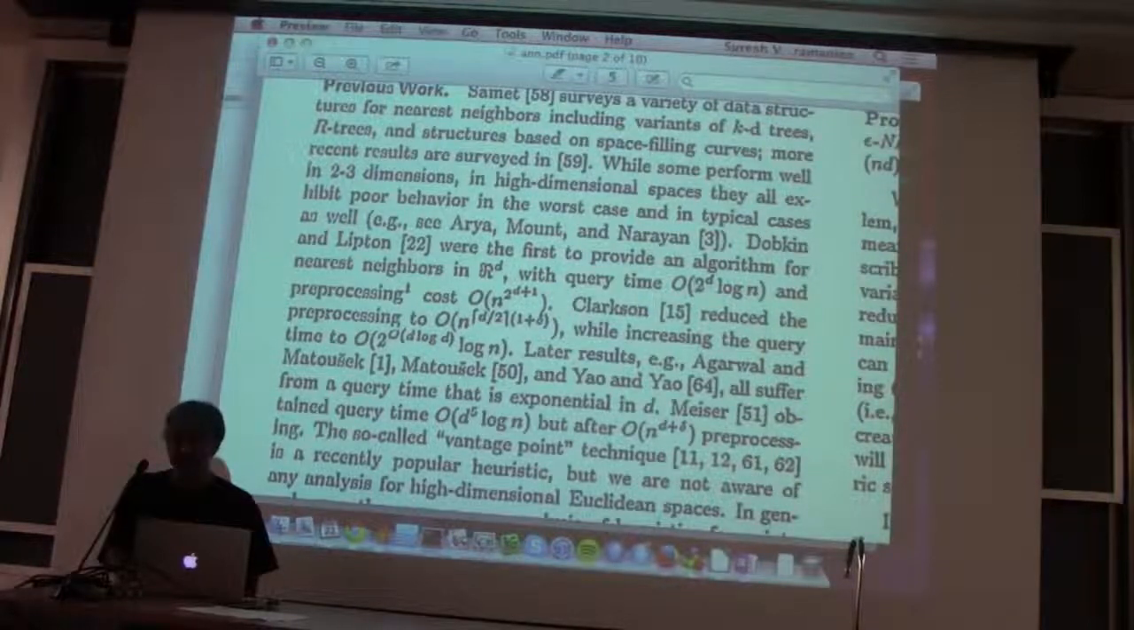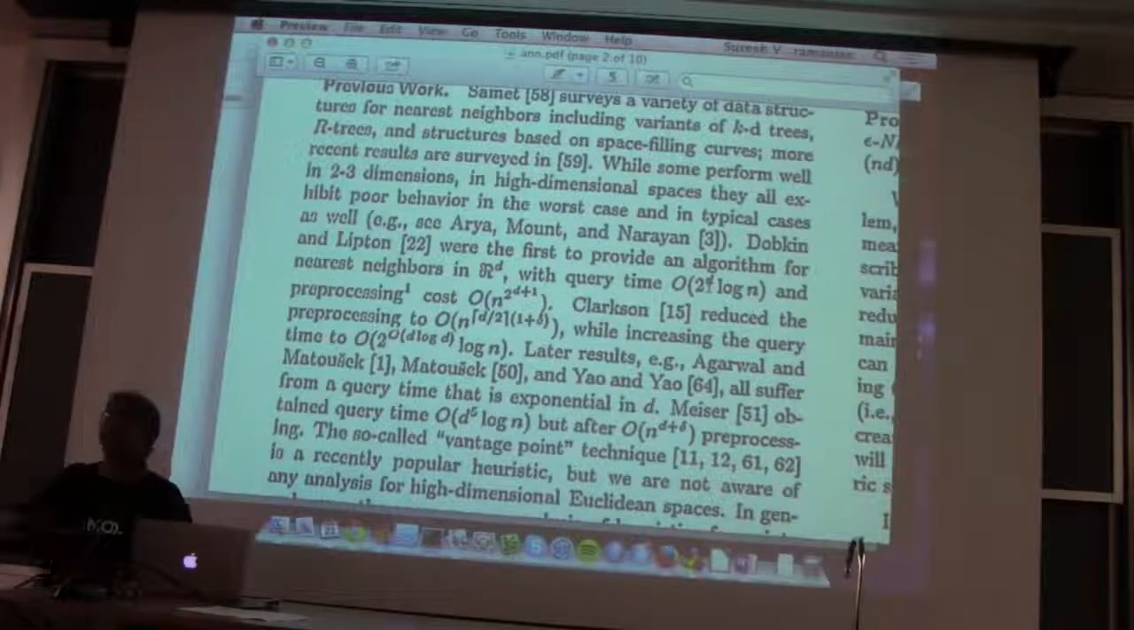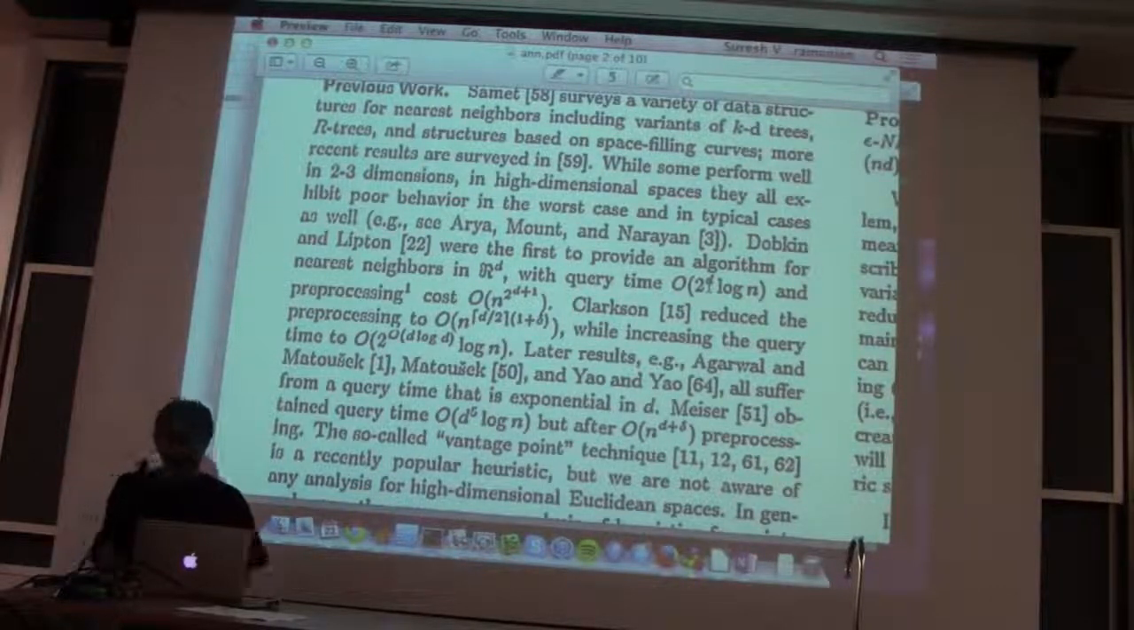But 2^d. So somehow as the dimension was increasing, they were spending much more time depending on the dimension, but the log n term stayed the same. And the pre-processing cost was pretty big, n^(2^d). That seems like a lot compared to the log n that we did for sorting.